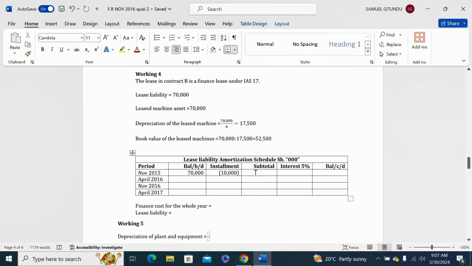So we get a figure we call a subtotal, which is 60 million. Then we multiply by 5% to get the interest. So we are getting 3 million. Therefore, the balance carried down, it is this subtotal plus this interest, which is 63 million. That is for the period from November 2015 to 1st March 2016.